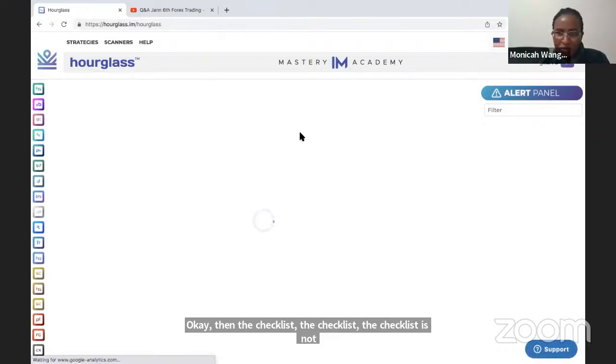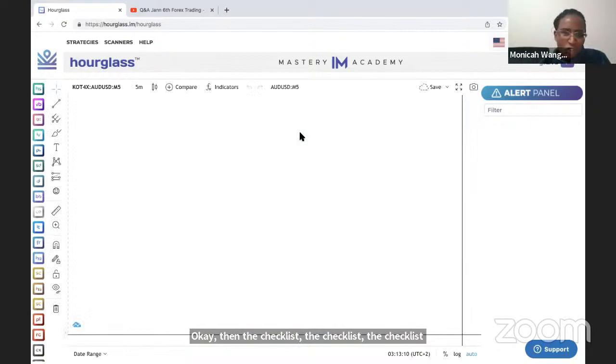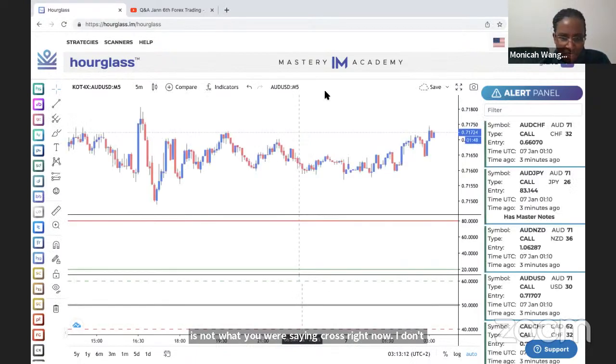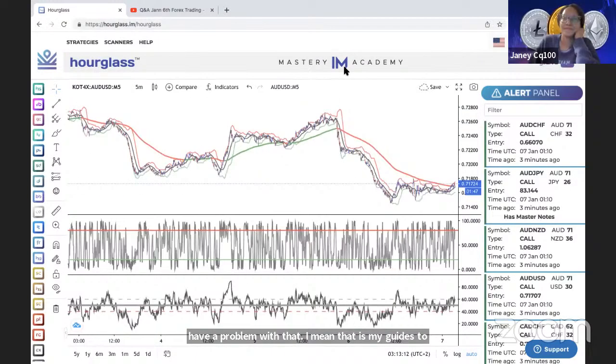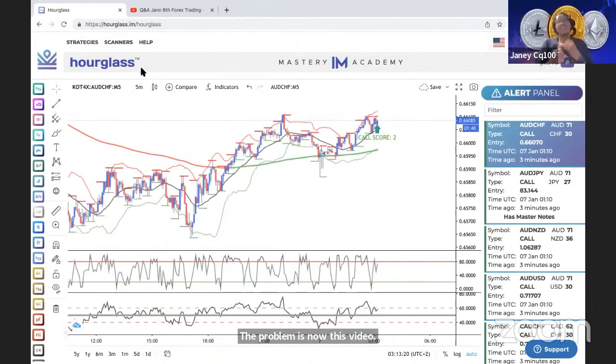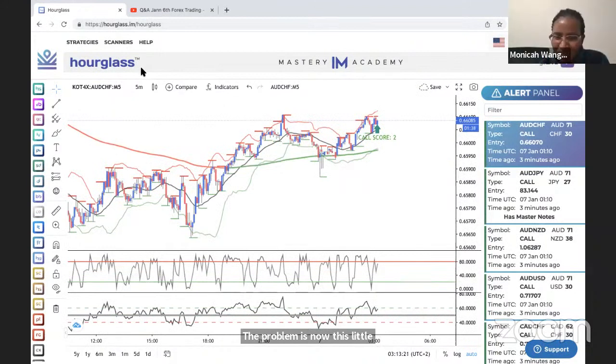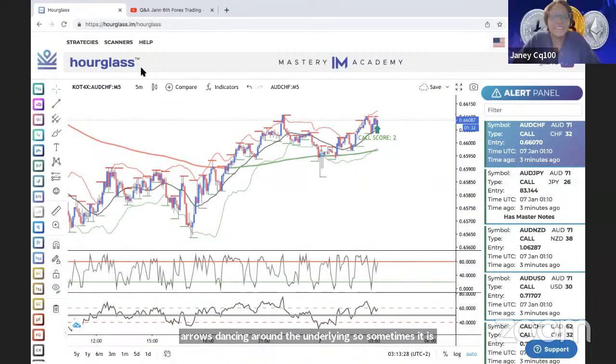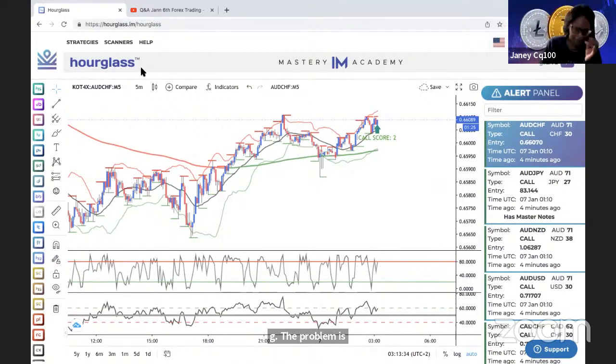No, I don't have a problem with that. That is my guide too, and I have it. That's where the problem is. The problem is now you have arrows dancing around there on the line. So sometimes it's on the line, and then it like. Are you listening? The problem is you're using a checklist with the wrong graph. Okay.